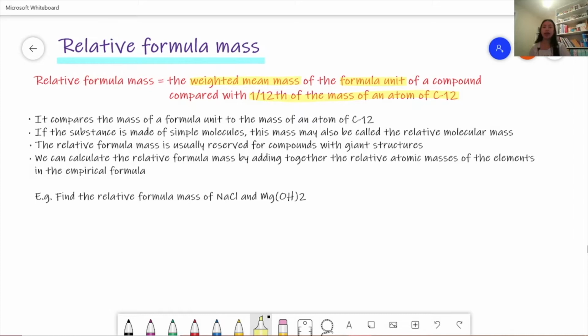And if the substance is made of simple molecules, then this mass may also be called the relative molecular mass, which we've just seen. However, when we look at giant structures, we normally use the phrase relative formula mass instead of relative molecular mass. And we can calculate the relative formula mass by adding together the relative atomic masses of the elements in the empirical formula. So exactly the same as how we would work out the relative molecular masses.